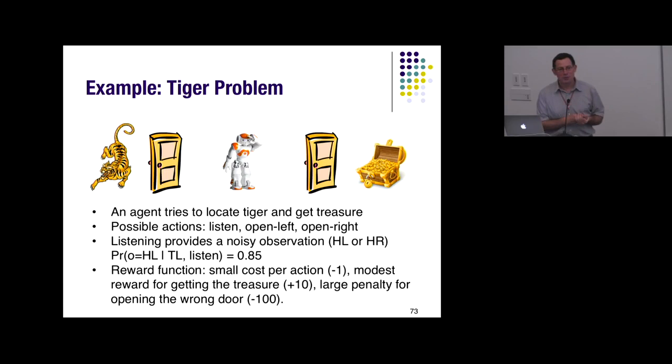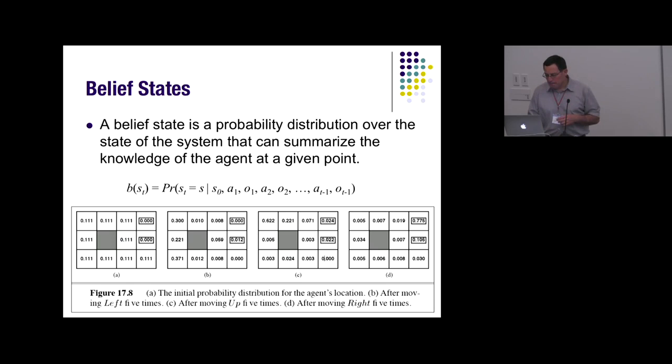But when you listen, listening is not perfect, it's 85% reliable. When you think you heard it on the right, it could actually be from the left. So the optimal plan would be to listen multiple times and try to update your probability using Bayesian updating and so on.